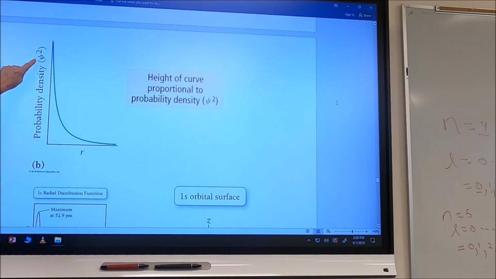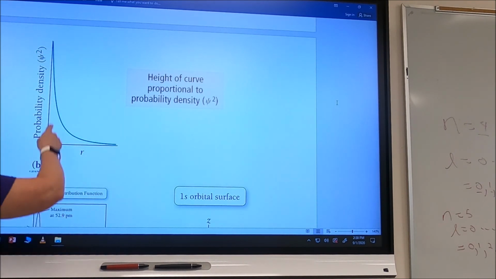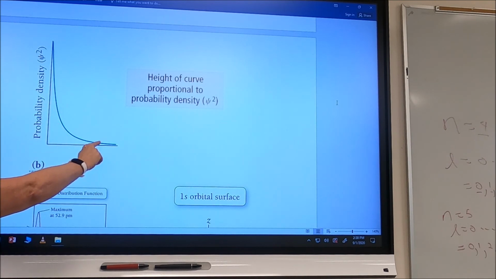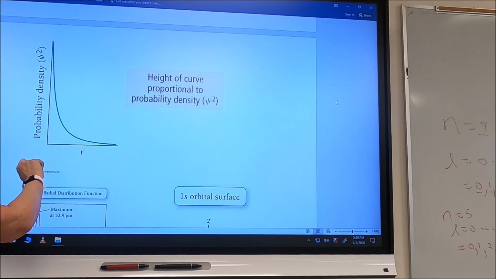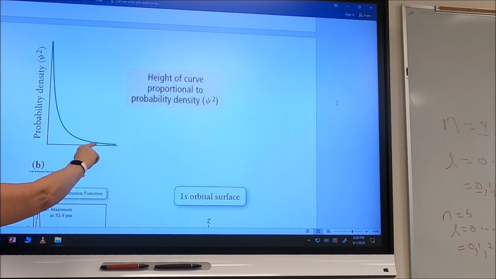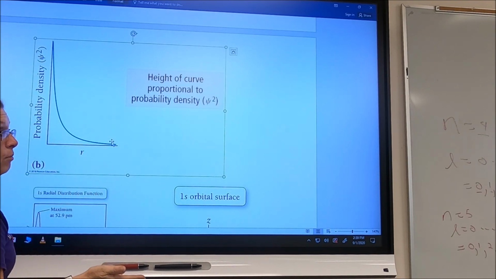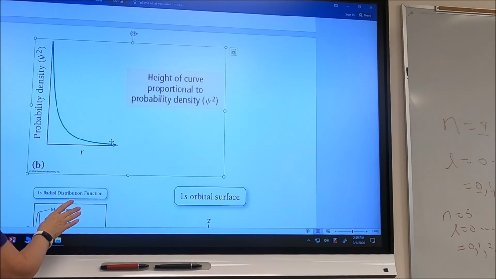Right there. Perfect. Now, here's a graph that shows psi squared as a function of radius. So notice as you move out from the nucleus, away from the nucleus, the probability of finding the electron goes down. Okay, scroll up so I get this second graph.